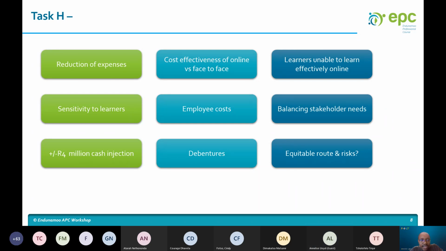Okay, so you guys heard about the reduction of expenses. You heard about the cost effectiveness of the face-to-face. You were still there in the cost effectiveness of the face-to-face. Yes. Okay, cool, awesome. Sorry about that, guys. I don't even know why it muted.